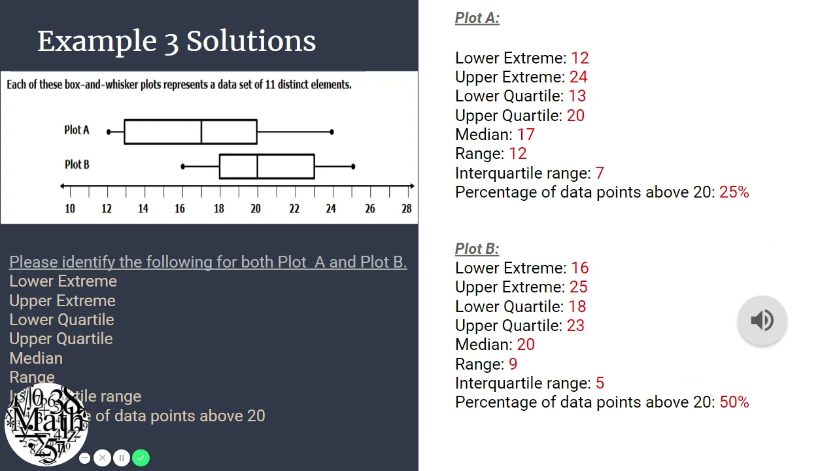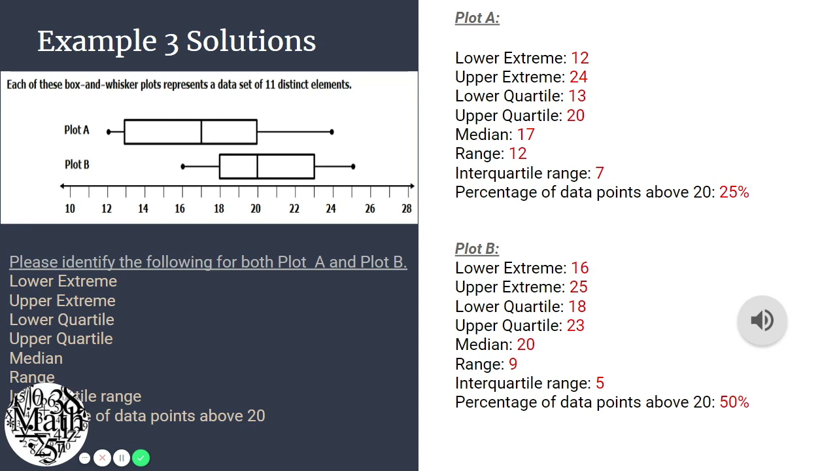For example number 3, you were given plot A and plot B. You were asked to identify all the following sets of information for each one of the plots. For plot A, the lower extreme was 12, the upper extreme was 24. Your lower quartile was at 13 and your upper quartile was at 20. The median for plot A was at 17.